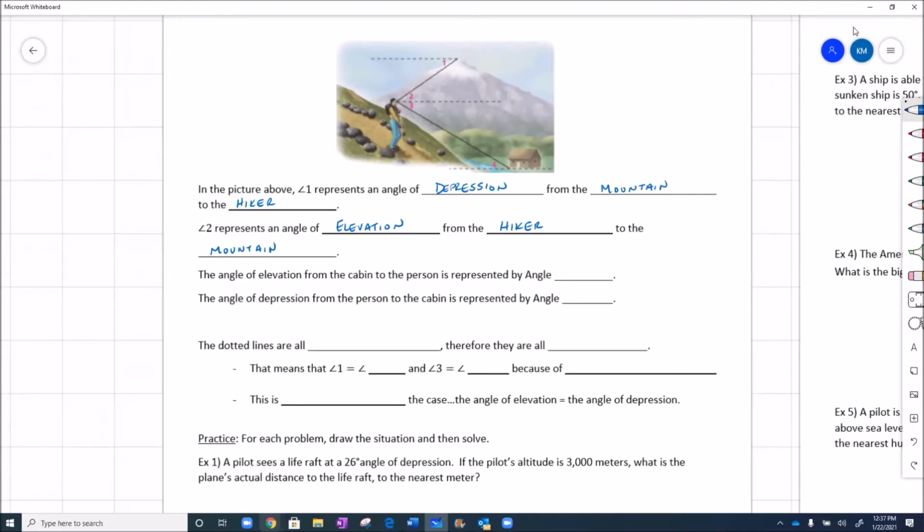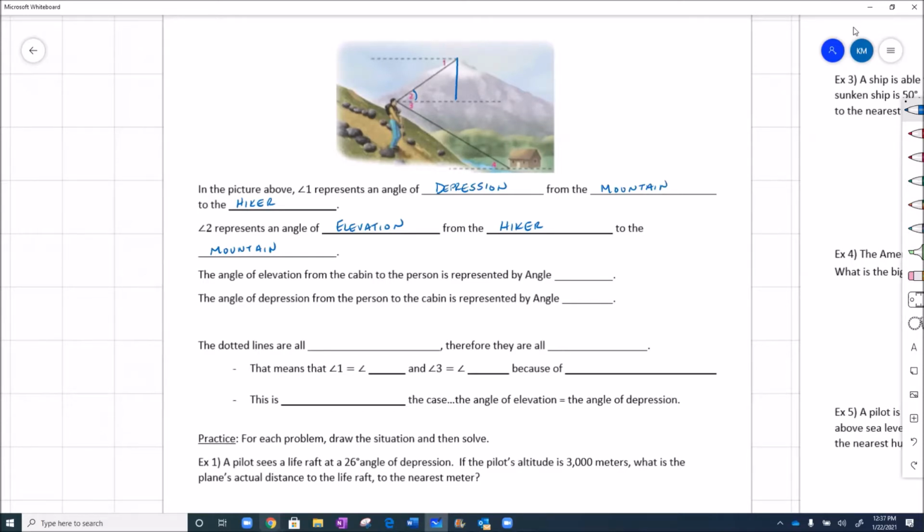A couple things I want you to notice will help us with setting up our triangles and understanding what the angle of elevation and depression is. When we draw our triangle, if we're talking about an angle of elevation, notice that the angle of elevation is inside of our triangle. When we talk about angle of depression, notice that the angle of depression is outside of our triangle.